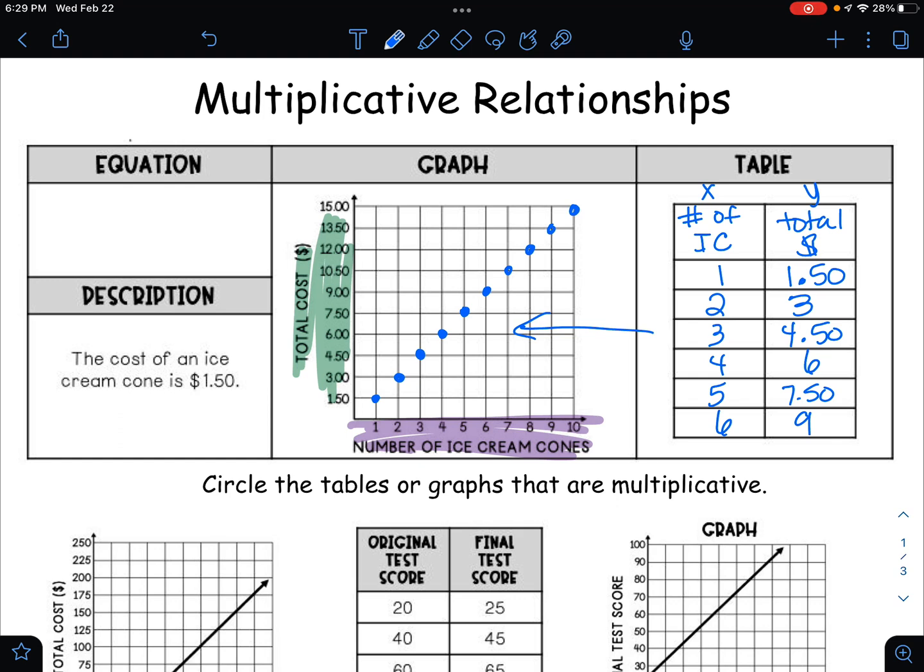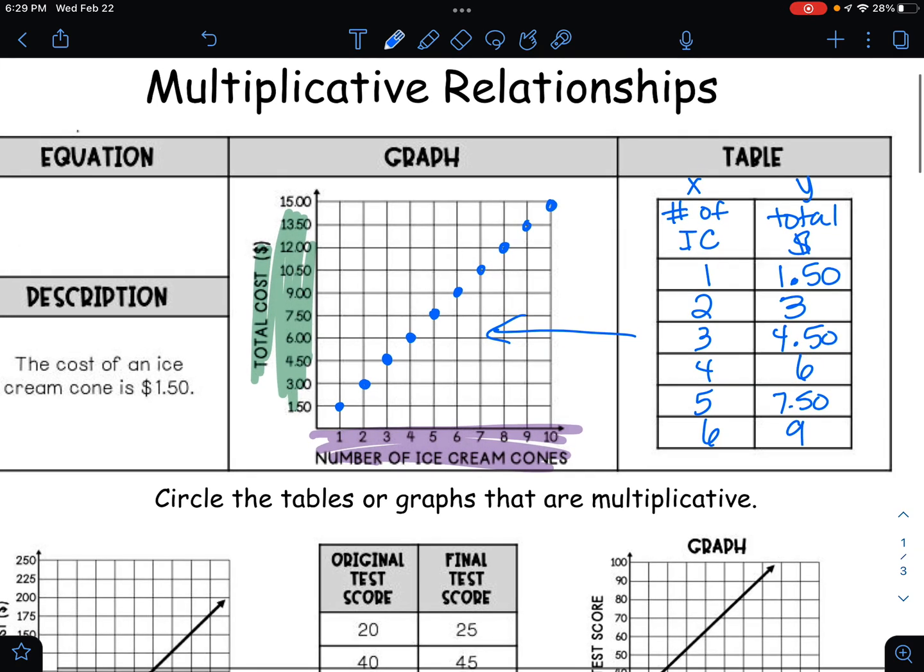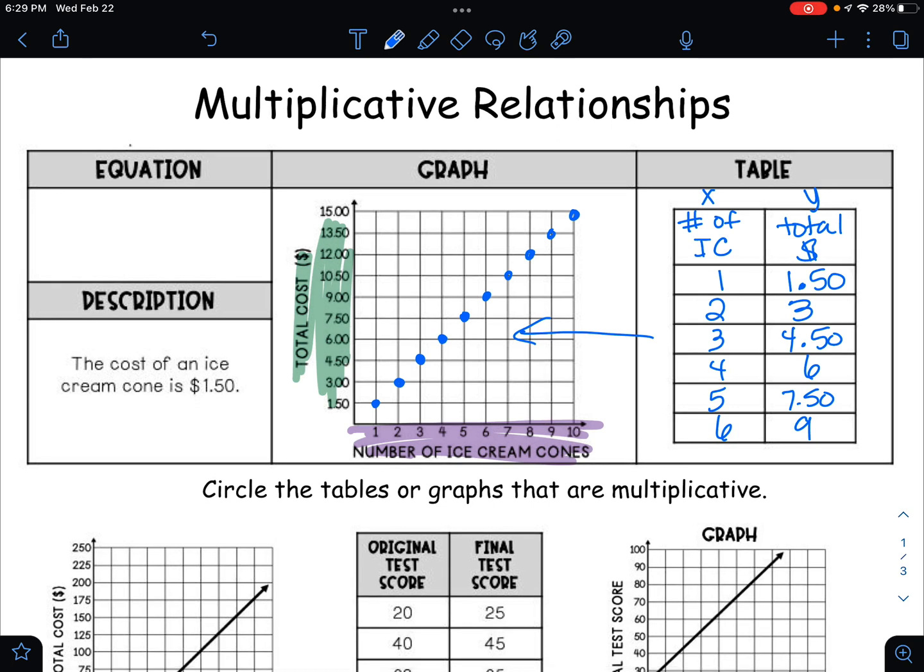Okay, so when we write an equation from this table and this graph, remember I showed you on the last one that you just bring down your X. Oh, sorry, I forgot to talk about the relationship between these two. So we know that it's multiplicative. How do you go from 1 to 1.50? You multiply by 1.50. 1 times 1.50 is going to be 1.50, right? 2 times 1.50, $1.50 times 2, which is $1.50 plus $1.50, that gives you $3. So this rule is applying for every single thing.